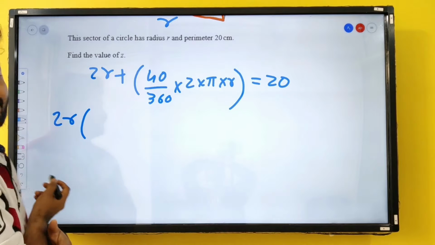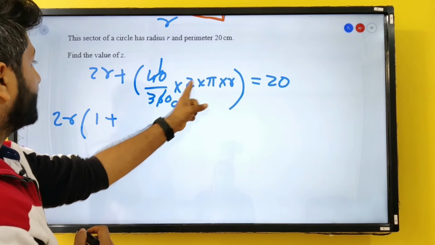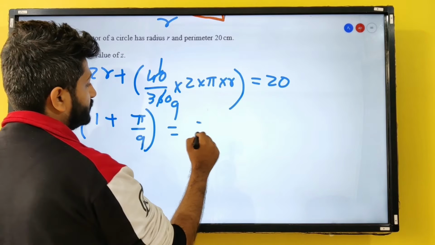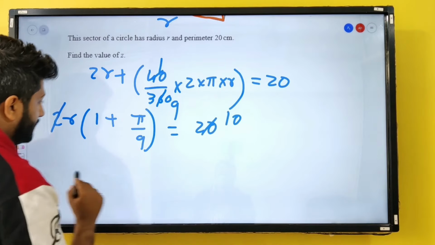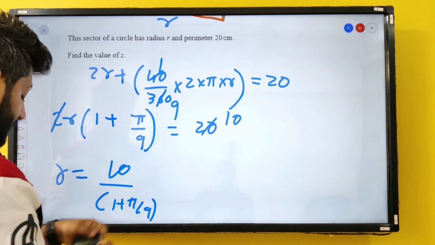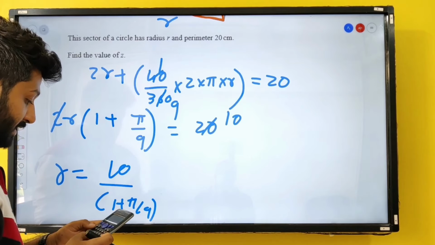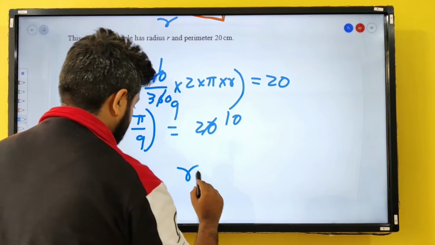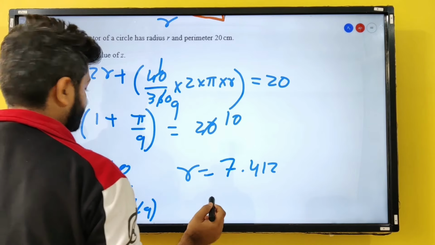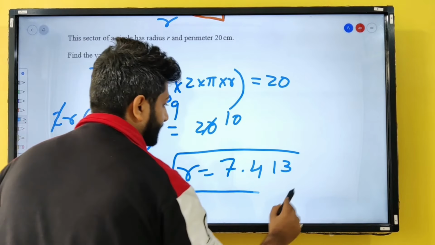You can also solve by not taking them common. This is going to be 1, this is going to be 9. If I have taken 2 common and r common, I'll be left with pi by 9 equals to 20. So 1 times 10. My radius is 10 upon 1 plus pi by 9. Let me find r. So 10 upon 1 plus pi by 9. So I think my radius is 7.4125, so I am writing this as 7.413. Let's say this is my radius.